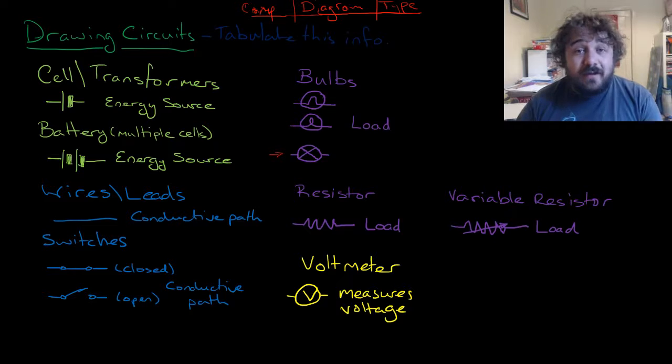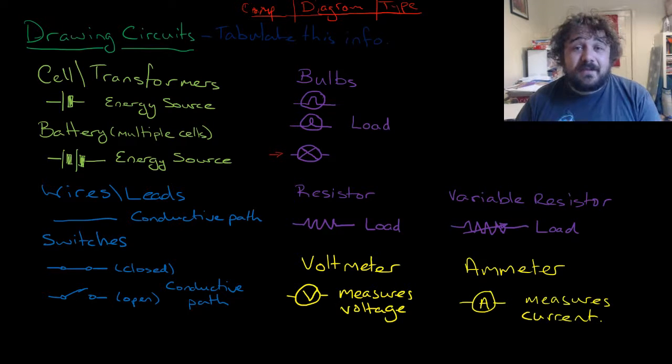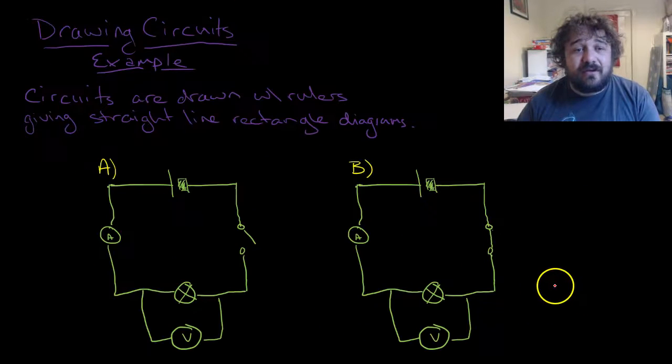We have a voltmeter. A voltmeter measures voltage. It's really important in working out how much energy is being used up by a certain piece of gear. And we have an ammeter. It measures current, so it measures how much of the energy is traveling through. So this measures how much is being used and how much is actually traveling through.